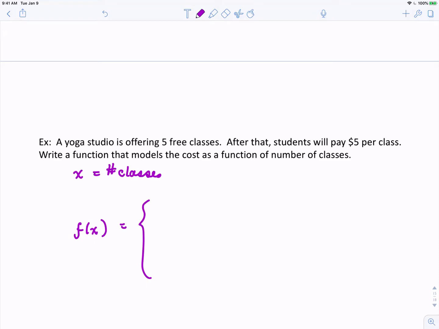Now, the first 5 classes are free. So if x, which is the number of classes the student takes, is less than or equal to 5, then the cost is 0. But if x is greater than 5, so as soon as you take class number 6, you're going to have to pay $5 per class.